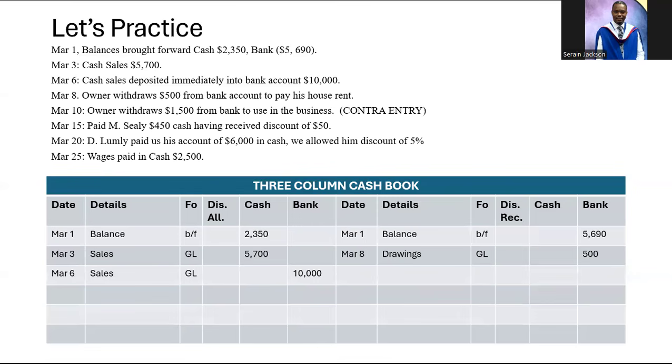What I normally tell my students when doing a contra entry is you have to take it step by step. Look at it first. So the owner withdrew money from where? The bank. So the money is coming from the bank account. So let's write the date. We know that the information will be on the credit side, right?